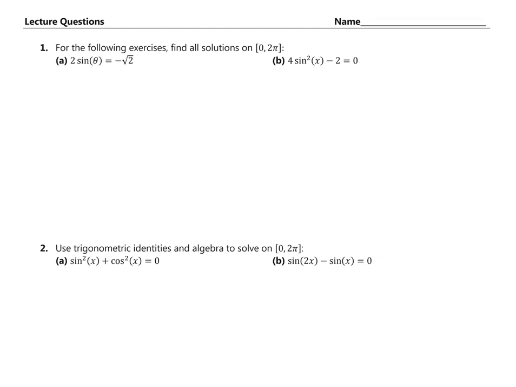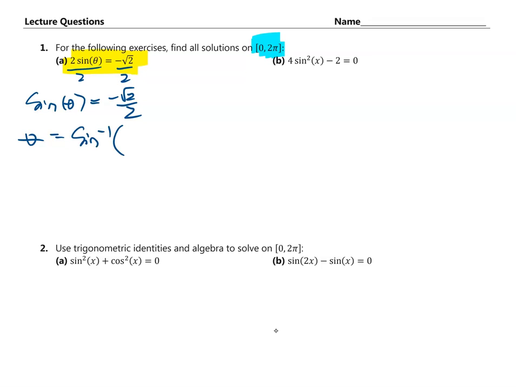Now let's try some lecture questions. Number 1, for the following exercises, find all the solutions on the interval from 0 to 2 pi. Letter A, 2 sine theta is equal to negative square root of 2. So remember, isolate the trig function, isolate sine, so divide both sides by 2. So sine theta is equal to negative square root of 2 over 2, and then inverse sine both sides, so that's going to be inverse sine of negative square root of 2 over 2.